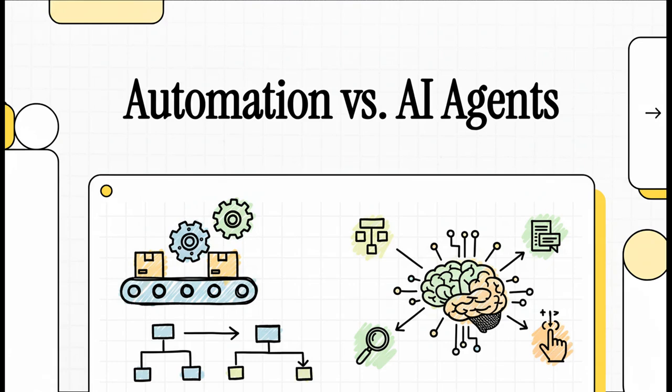All right, let's jump right in. We're going to break down two terms that get mixed up all the time, even by really smart builders: automation and AI agents. And look, getting this right, it's not just some academic exercise. It's literally the key to building things that can actually scale.